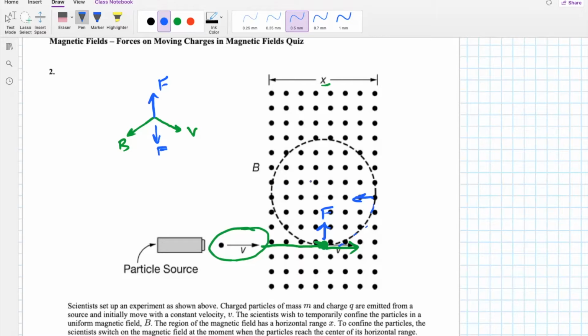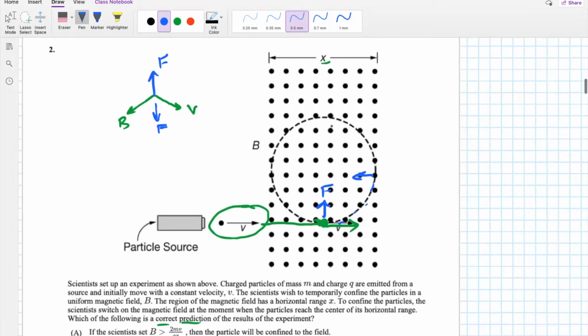So what's the takeaway here? Well, we're going to need to go ahead and solve for that magnetic field. What's the radius? Well, the radius of this circular path is x over 2. So we get QVB, sine of theta being perfectly 90.